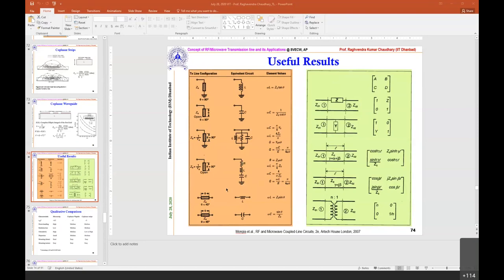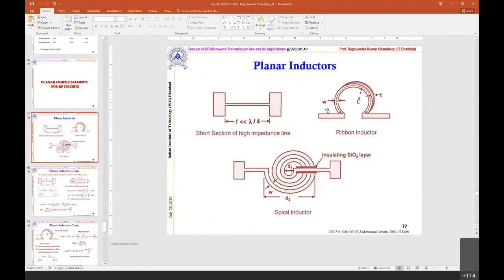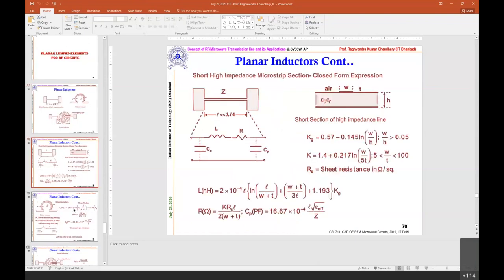So this is the thing actually. Once you have this idea, you can manage some of the circuits I can show. Please check, this is some of the planar inductor. In the late 80s or 90s, people were managing the planar inductor with these circuits. These are the well-known formulas.